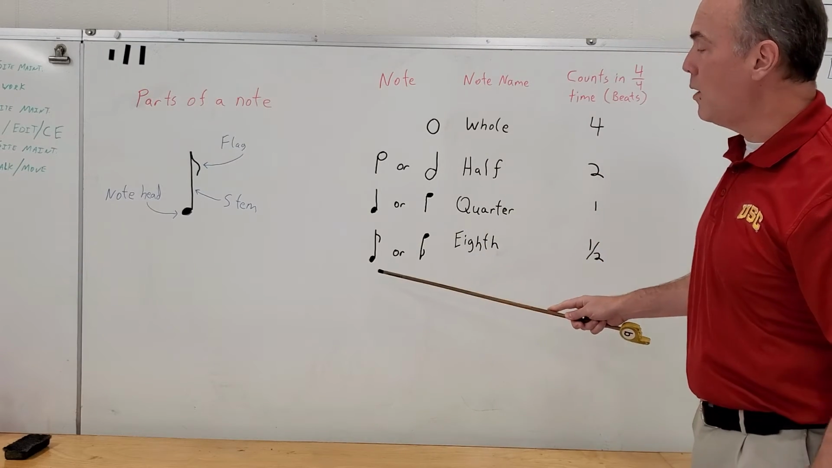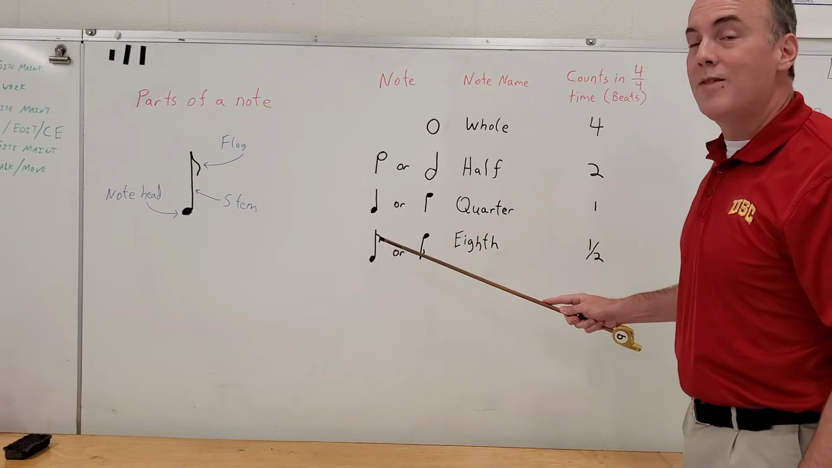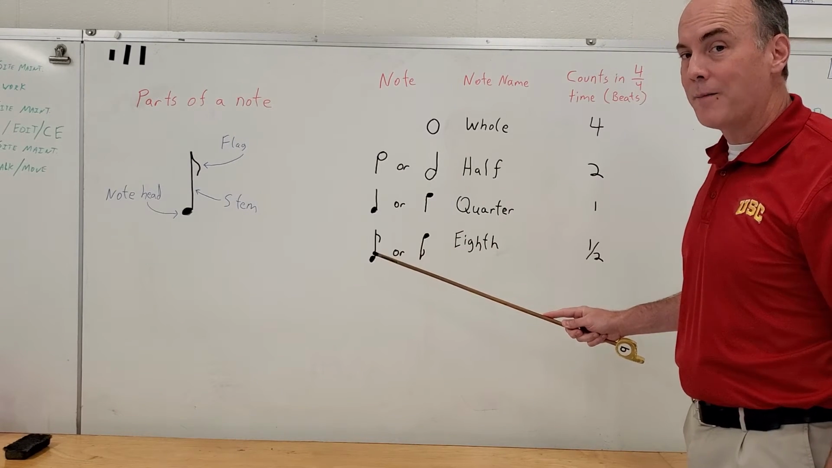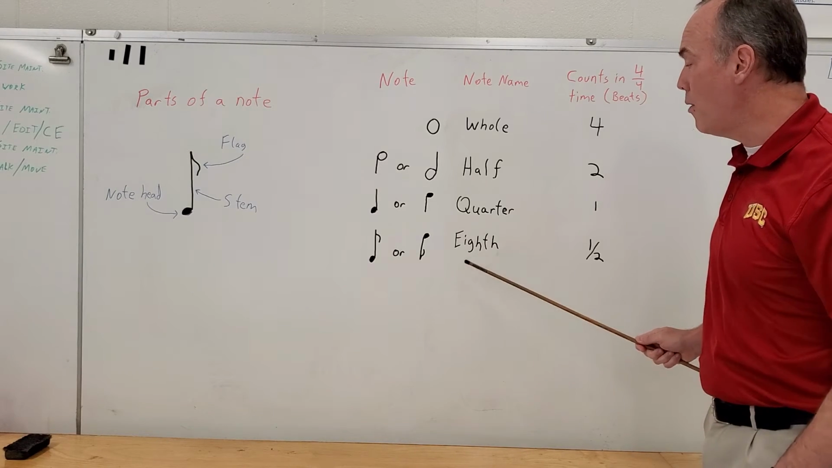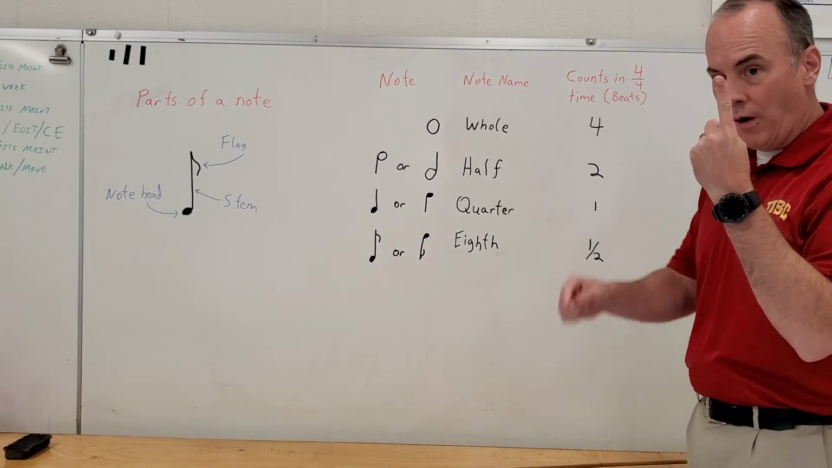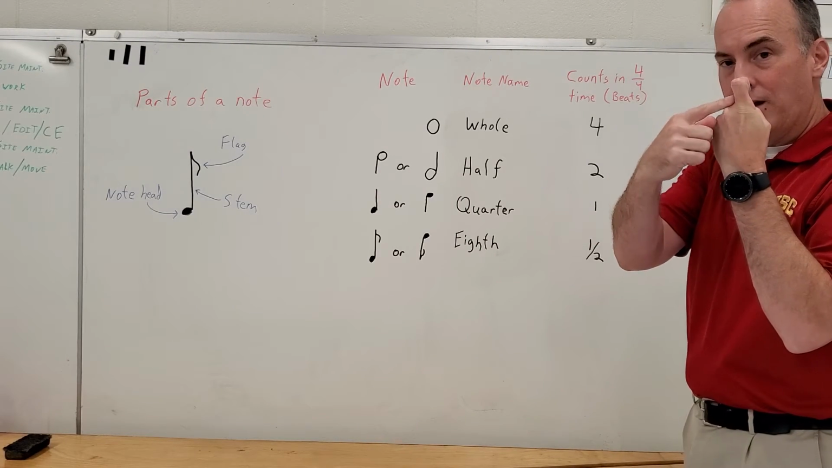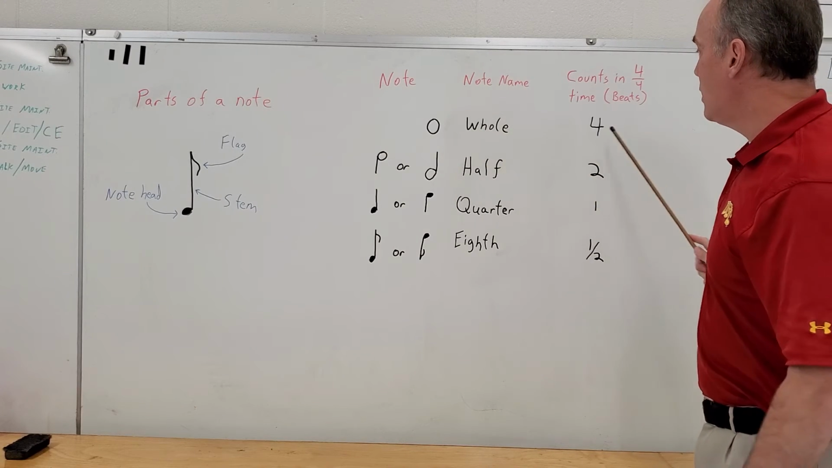And then the last one is the 8th note. If you take a quarter note and you put a flag on it, the only one with a flag. The only one with a flag is called what? That's right, an 8th note. And an 8th note is worth half of a beat. Because if we have 1 and we cut that in half, we get half of a beat. Okay? So the whole note gets 4 beats.